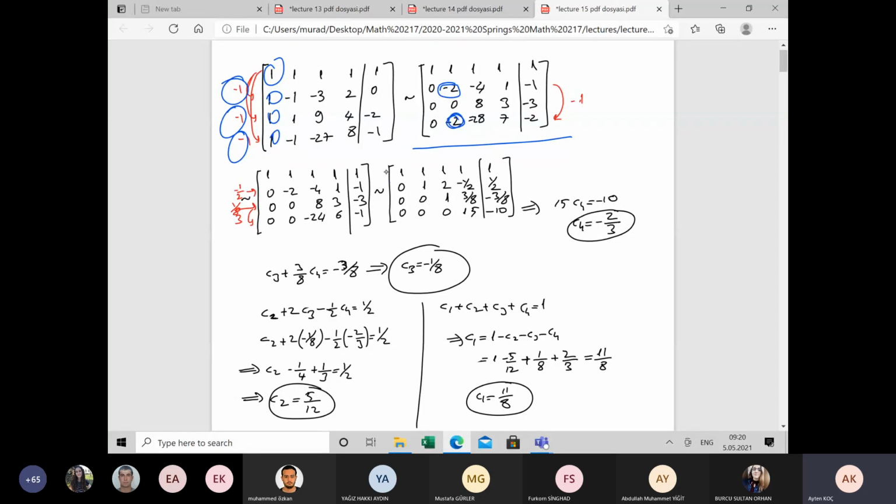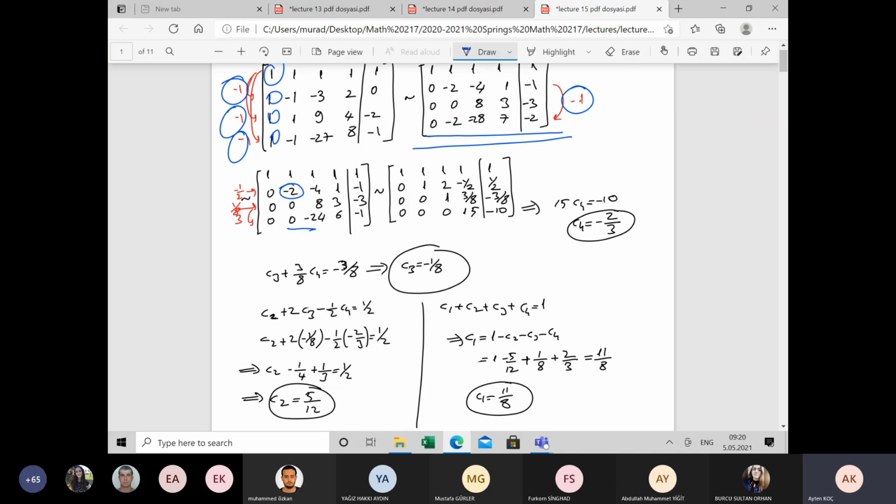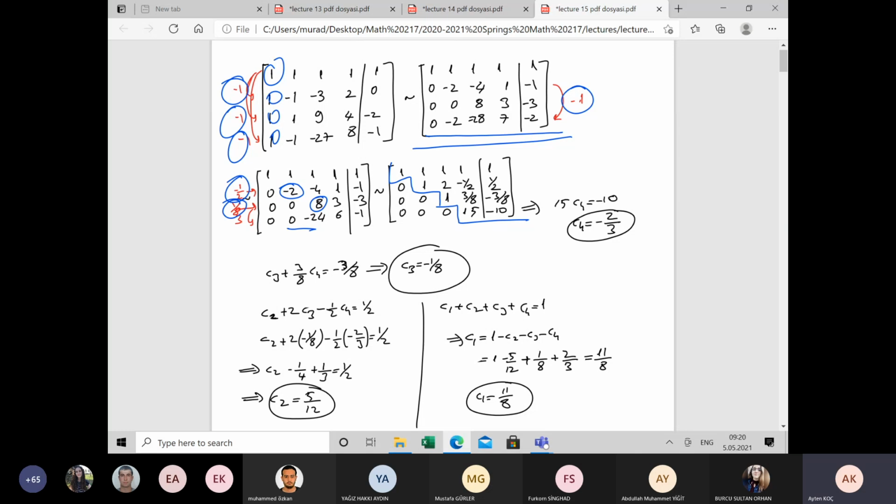First of all, to get 0 it will be better because of minus 2, so multiply by minus 1, add to the last row, and we obtain 0. Then to get 1 here, multiply by minus 1 over 2. To get 1 here, multiply by 1 over 8. Apply the row operations and we obtain this form. It is enough because this gives C4.